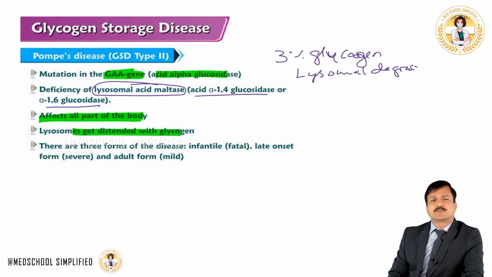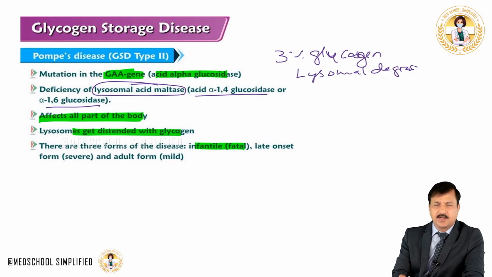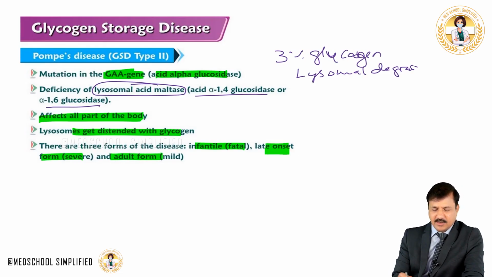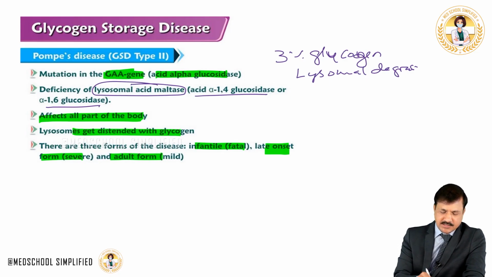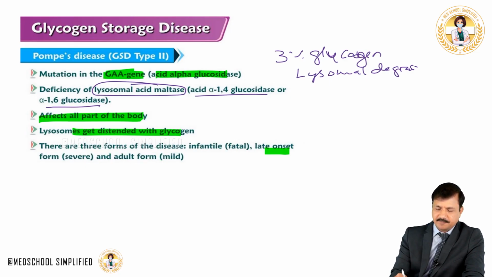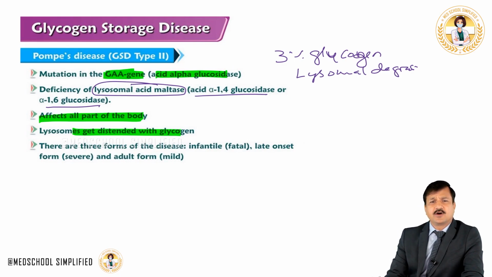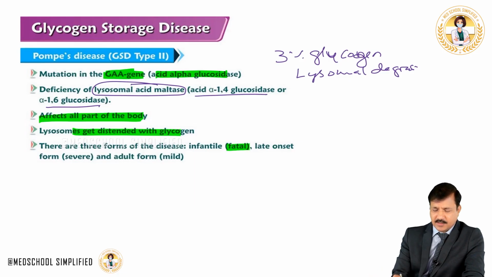Now there are three forms of glycogen storage disease type 2, that is Pompe disease, depending on the age of onset. So there is an infantile form, and it is a fatal disease. The late onset form is a severe disease, and the adult form is a mild condition. This is how you can give the severity range for infantile, late onset and adult form. So infantile is fatal, late onset is severe, and adult is mild.